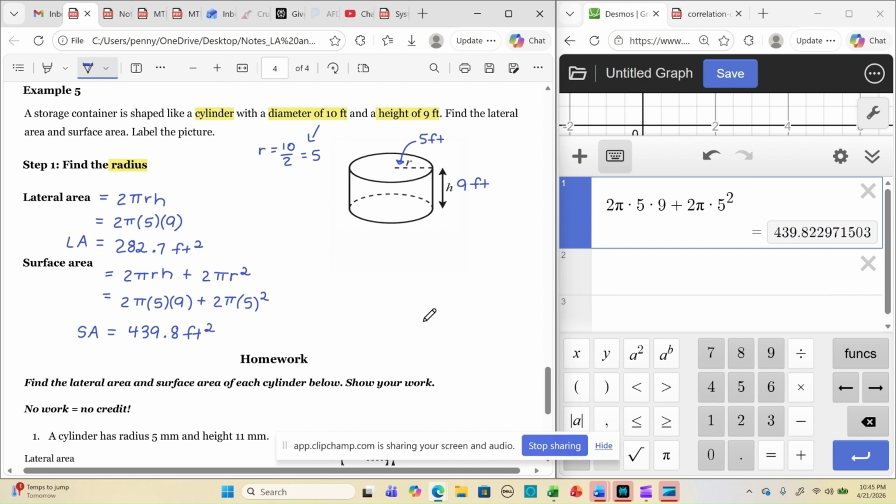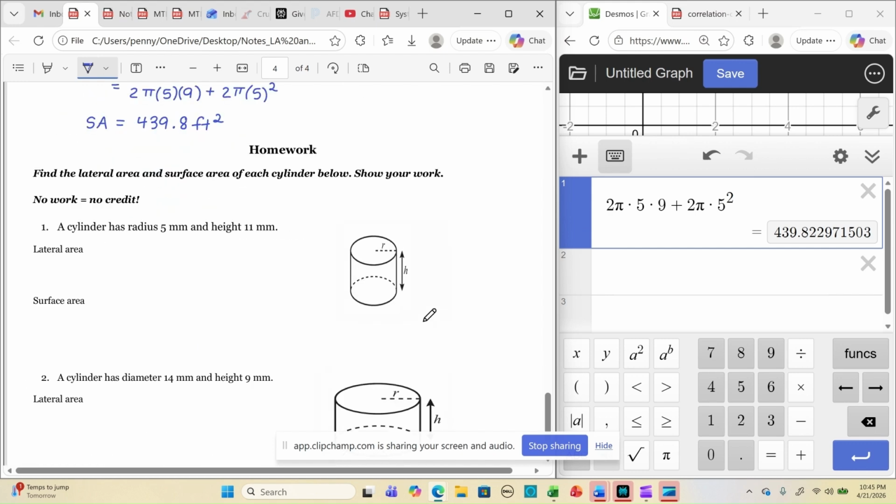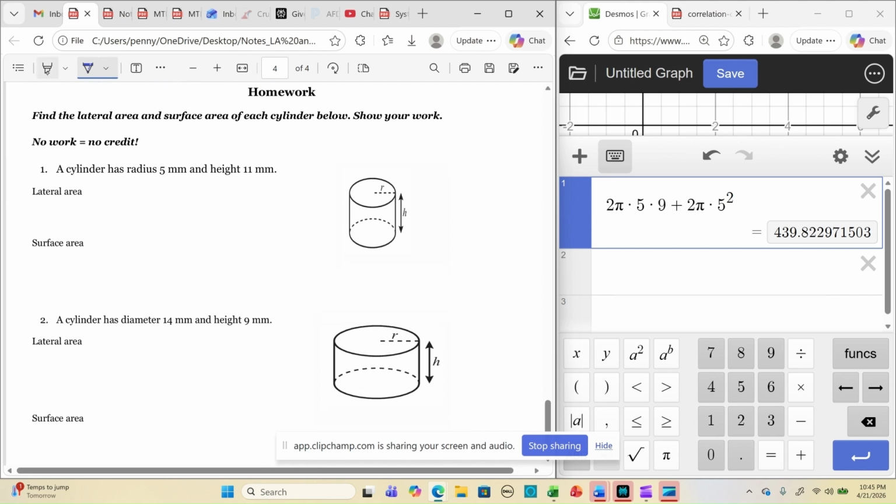Right, so tonight you have 2 problems to do on your own, finding the lateral area and the surface area. Notice it says show your work. No work means no credit. Remember, I want to see the formula, the numbers you plugged into the formula, and the answer.